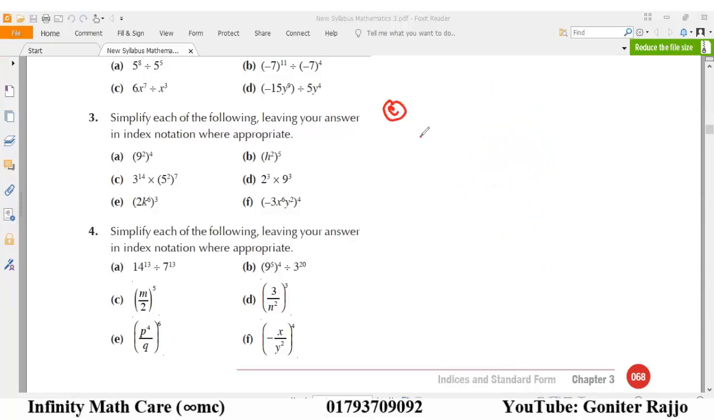Now number C. Number C says (m by 2) to the power 5. We have to just multiply the power by 5. So if we look at the power of m and 2, both have the power 1. So the answer should be m to the power 5 divided by 2 to the power 5. Or we can write m to the power 5 divided by 2 to the power 5, which represents 32. Okay, in both ways we can keep our answer, no problem.